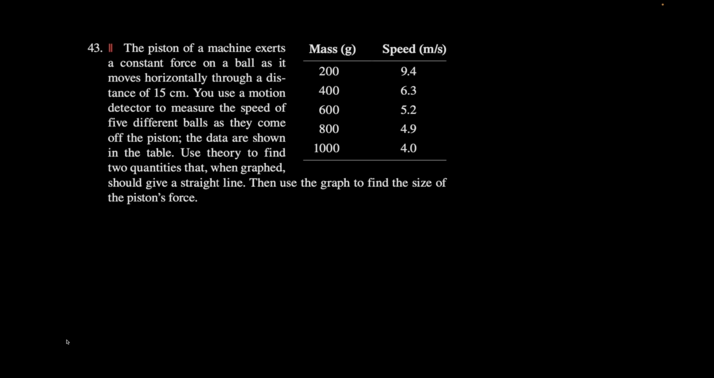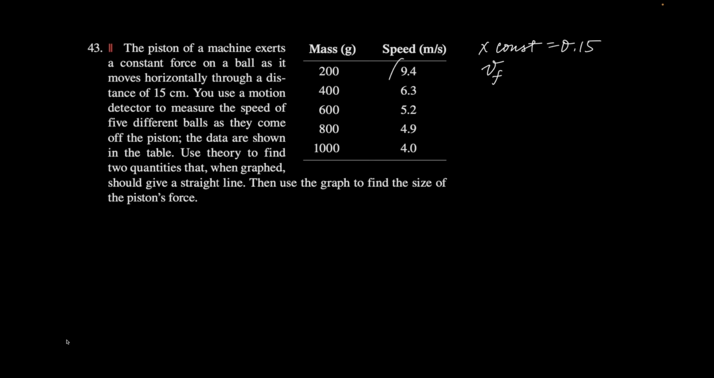You have a set of data collected experimentally. During that experiment, mass was altered and the mass was propelled by a piston that exerts a constant force, and you can think of it as a barrel of a gun 15 centimeters long. So that's displacement. So displacement is constant and it equals 0.15.